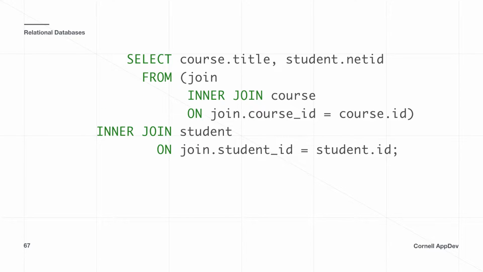So before, the FROM was just the join table, but what we want to join from is going to be a join itself with the course table. And then after we join it with the course table, we're going to join it again with the student table. And then the information we're looking for at the end is course title and student's net ID. So try to get all the students enrolled in all the courses.